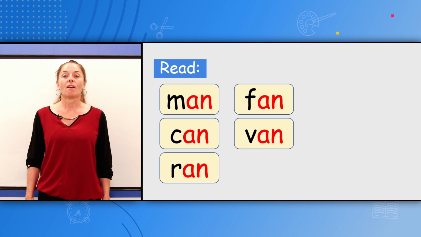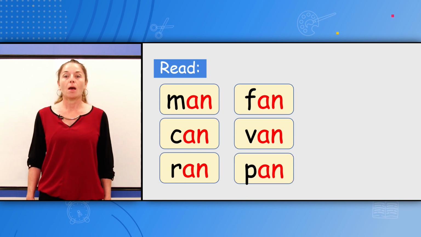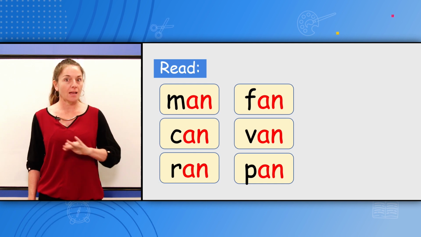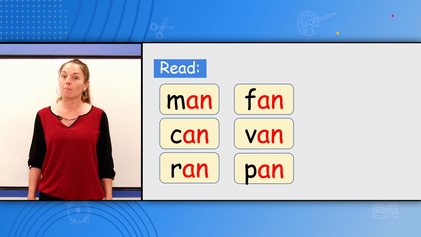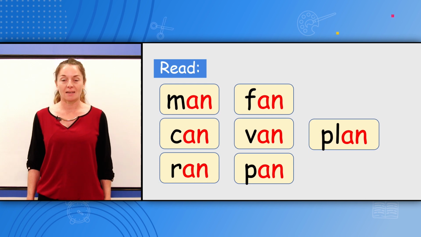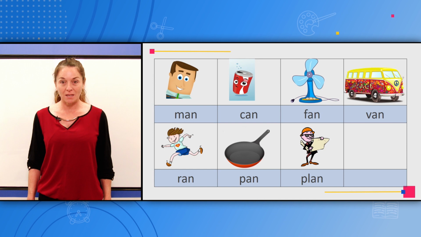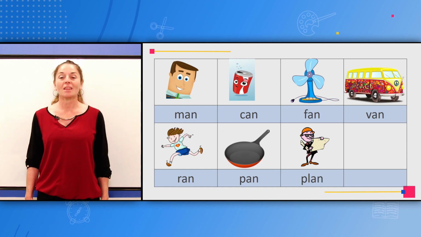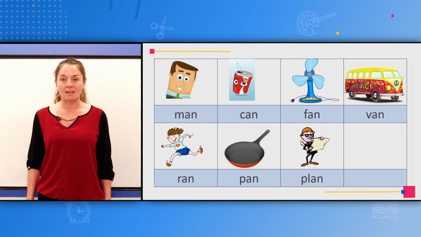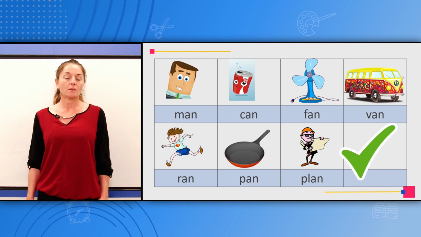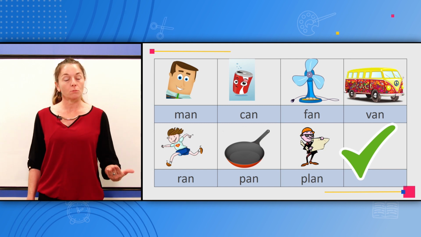Fan, van, pan. Fan, a van, a big truck, and pan, pancakes. You remember this lesson with me? Plan. Okay, let's make sure that everybody knows the meaning. Please read the words, look at the pictures, and remember the meaning. All of these words end with an. Super. Now that we remember this, we can move on.